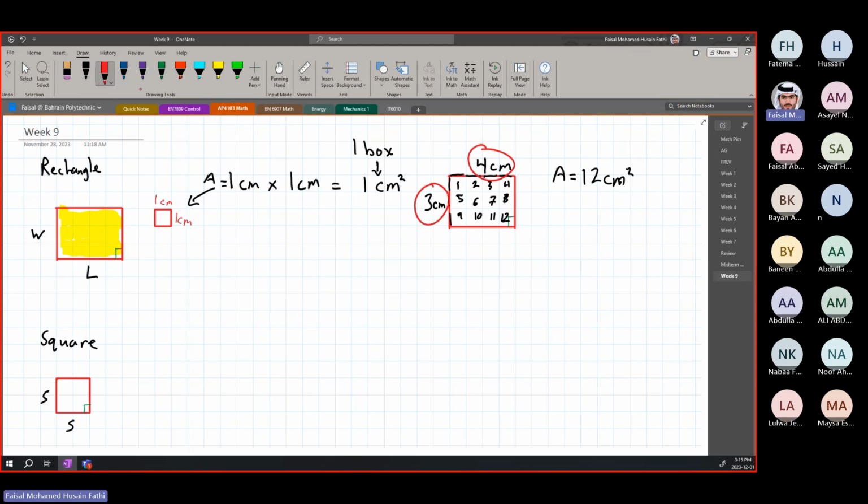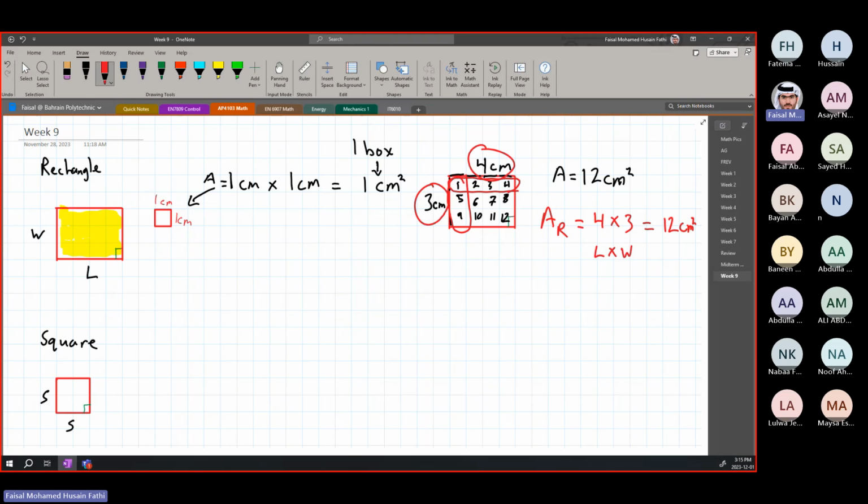You have this number of boxes over here, and you have 3 boxes over here. So simply the area for a rectangle is going to be 4 times 3, or length times width, which is equal to 12 centimeter squared. Again, I'm just explaining the theory very slightly. You don't have to understand the theory.